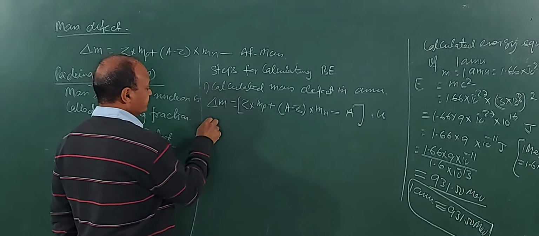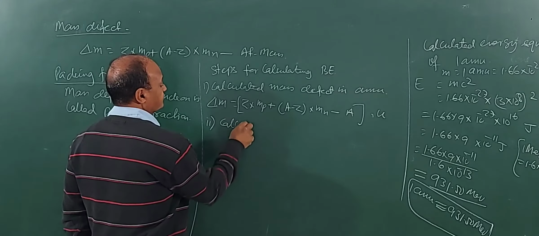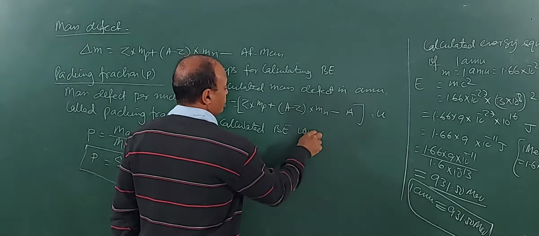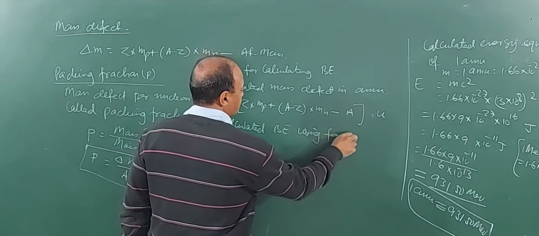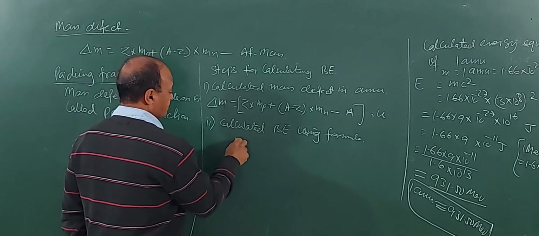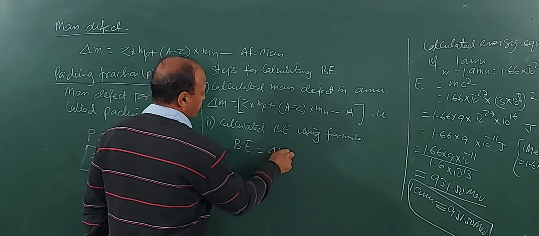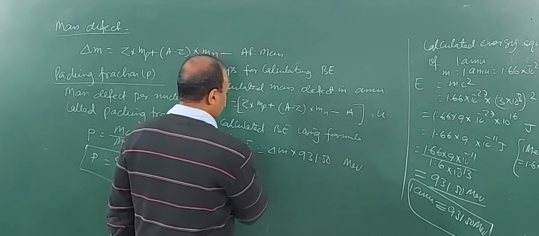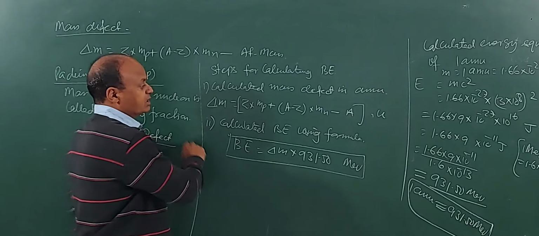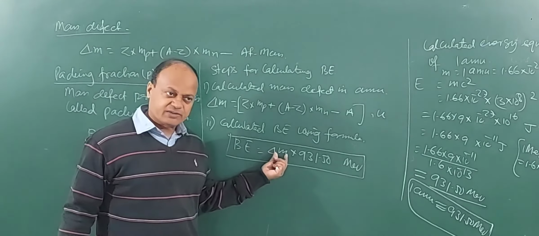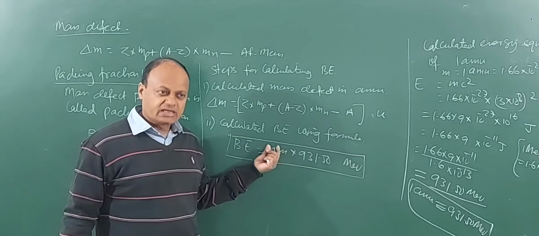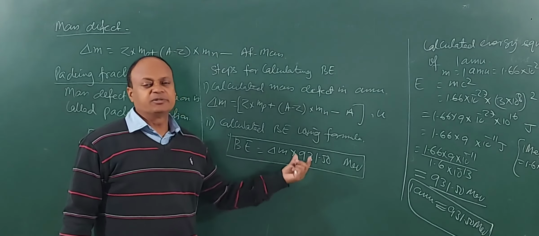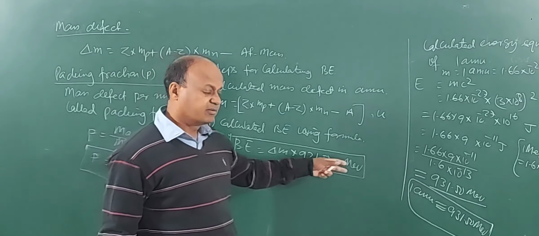And step 2 is calculate binding energy using formula. What formula will I be using? Binding energy is equal to delta M into 931.50 and this will come in million electron volt. So, this is the ultimate formula that I will be using. Step 1 is, I will calculate how much is the mass defect first, and multiply by 931.50 million electron volt, that will give me the binding energy, and this binding energy will come in million electron volt.